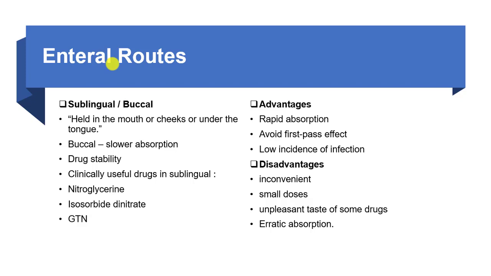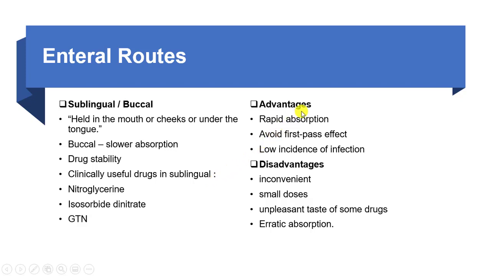Buccal has slower absorption as compared to the sublingual route, and drugs are very stable when it comes to both these routes. There are some drugs which are clinically useful in the sublingual route, like nitroglycerin, GTN, etc. Isosorbide dinitrate is also used in the sublingual route for clinically useful effect.